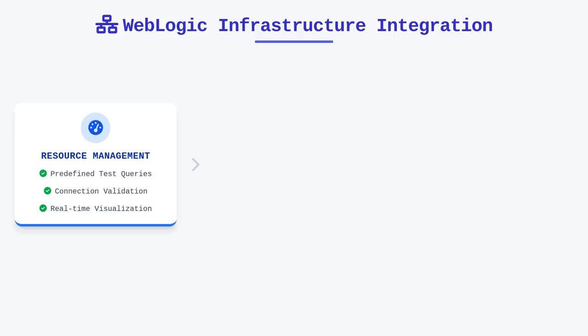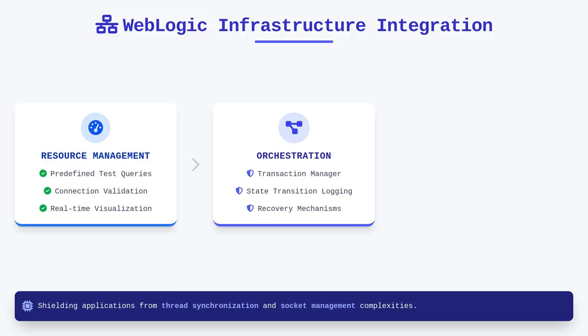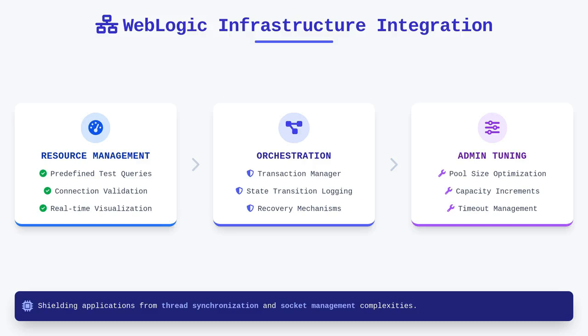If the architecture is configured for distributed transactions, the WebLogic Transaction Manager oversees the interaction between the application and the resource manager, logging state transitions to ensure recovery in the event of a failure. This orchestration ensures that even in highly concurrent environments, the application remains shielded from the complexities of thread synchronization and socket management within the database connectivity layer. Balancing these settings, such as pool size, capacity increments, and timeout values, is the fundamental task of a WebLogic administrator ensuring adequate throughput.